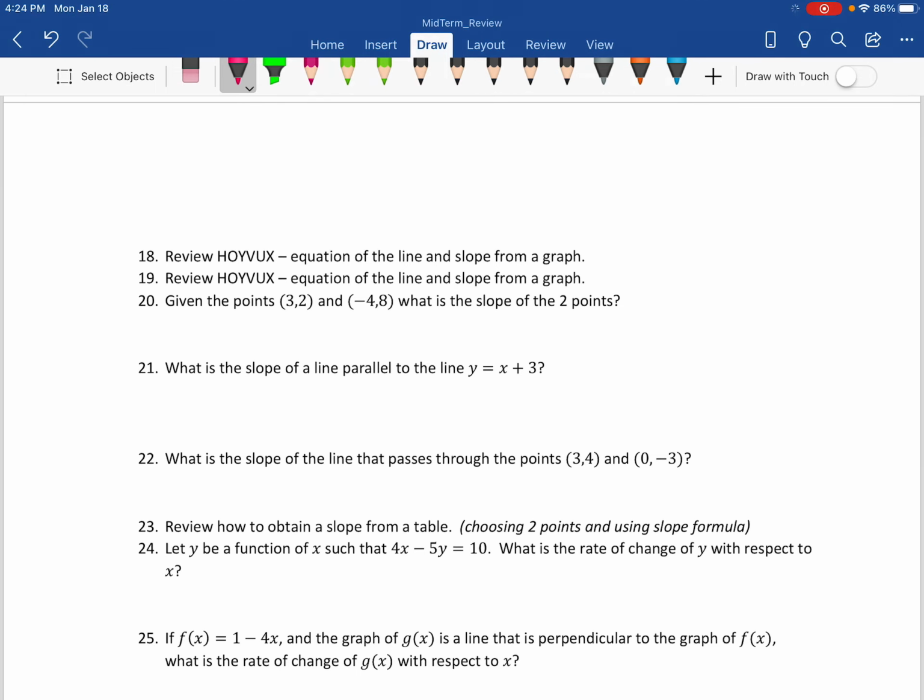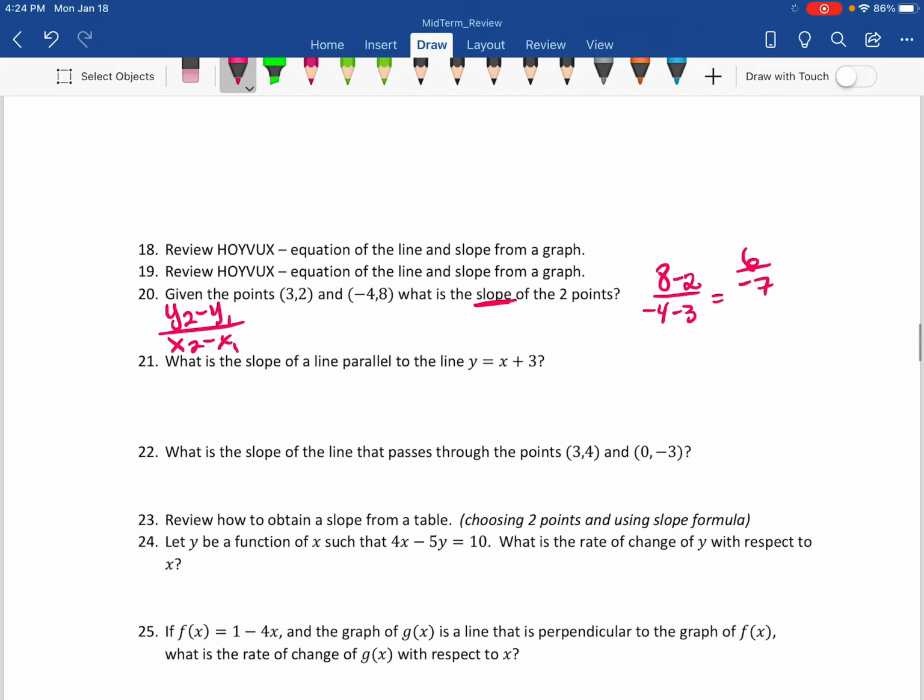All right, so number 20, what is the slope of the 2 points? All we need to do is use the slope formula. So that's going to be, remember, y2 minus y1 over x2 minus x1, and must simplify. So this is going to be 8 minus 2 divided by -4 minus 3. 8 minus 2 is going to give me 6, over -7 for -4 minus 3, because we have to add them. So our slope is going to be -6/7.